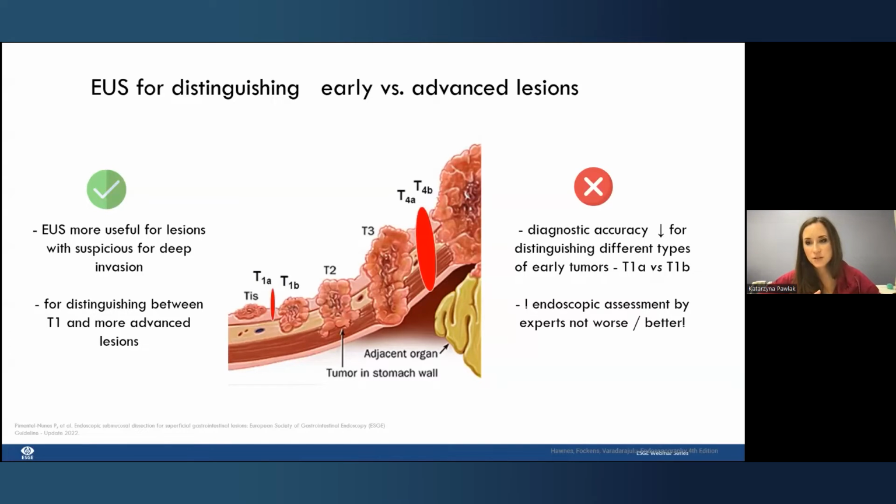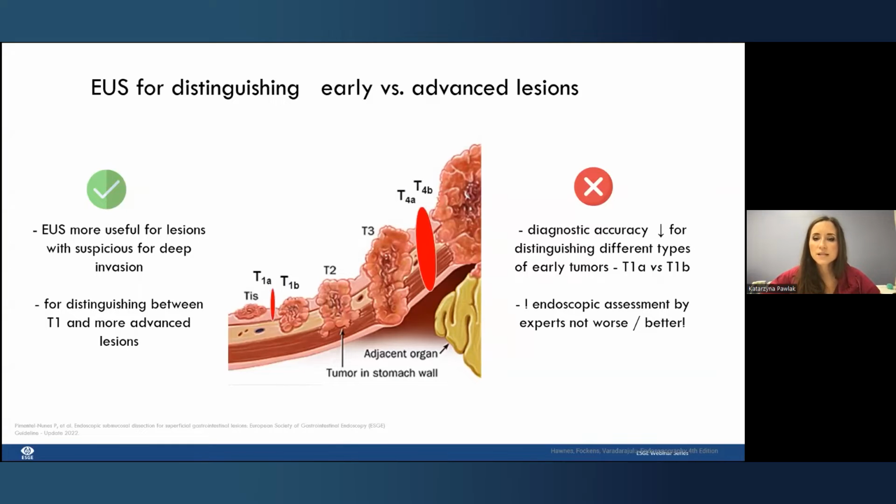And I think that's the main question before we proceed with resection. There is always uncertainty whether this is a T1a or T1b feature. So what's the EUS accuracy for distinguishing early versus advanced lesions? We know from studies and from our experience that EUS is useful for differentiating lesions between superficial and very deep invasion. So it's more dedicated to lesions with deep invasion, which are easier to assess. However, when it comes to the accuracy in distinguishing between T1a and T1b in daily practice, it is very, very difficult, and accuracy drops.